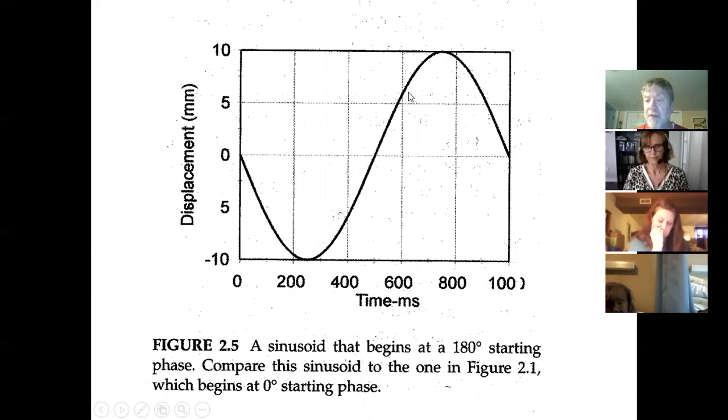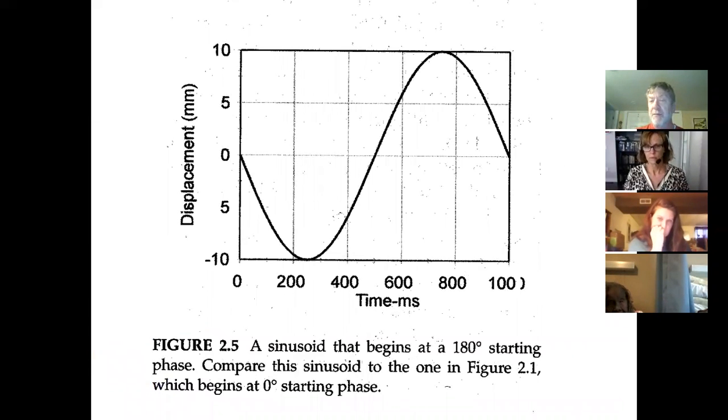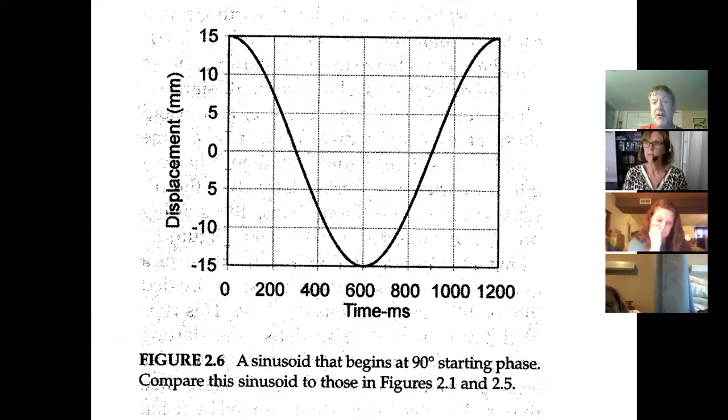Do you know what would happen if you added this wave here and this wave here together? You'd get the sound of one hand clapping. Ha ha, silence. We'll talk about that in a bit. So this sinusoid begins at 180. Well, it doesn't mean it's not a nice sound wave. It's just started at a different phase. Who cares?